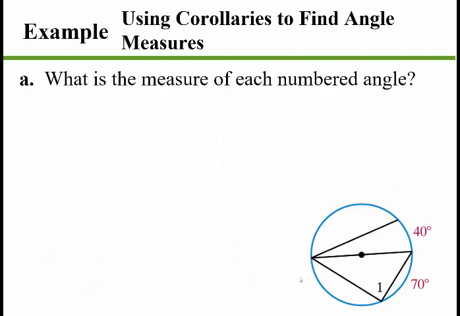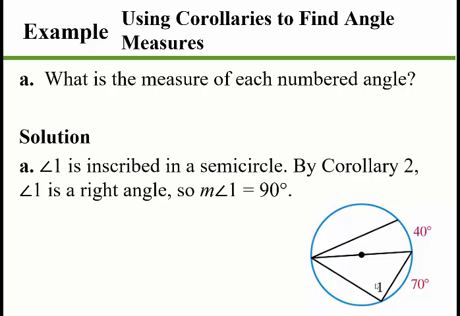All right, so let's find the measure of each numbered angle. So I want to find the measure of this angle 1 here. Well, angle 1 is inscribed in a semicircle. You can see it's half. So by corollary 2, the measure of this is a right angle. It must be 90 degrees.